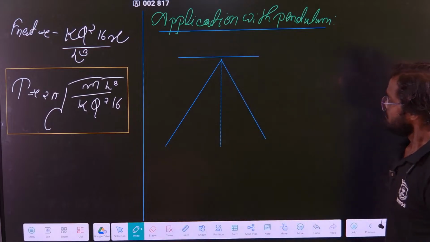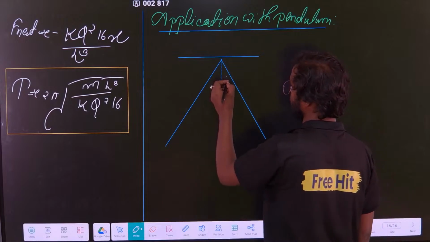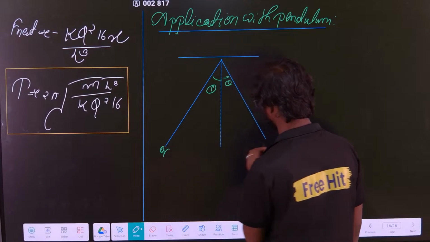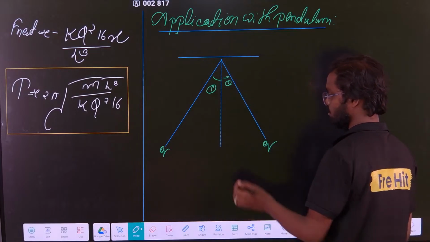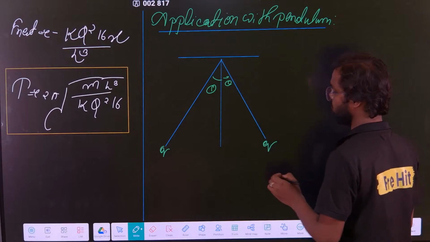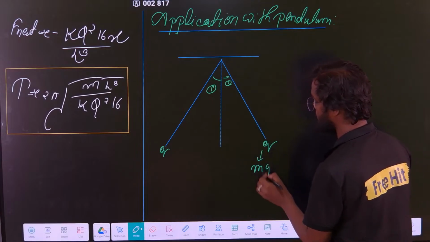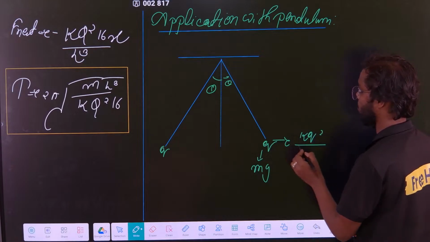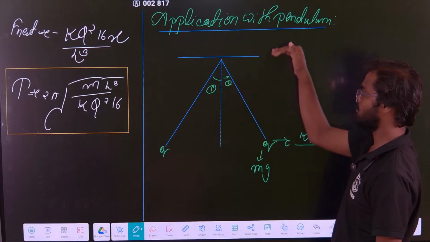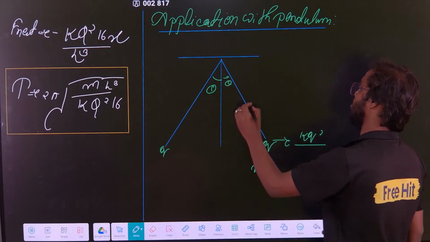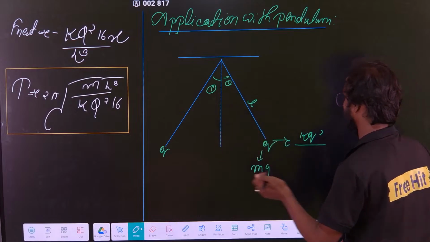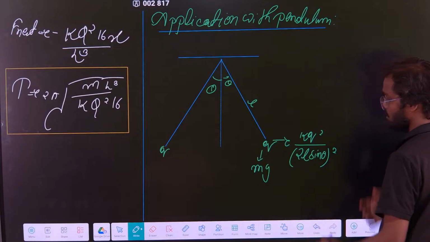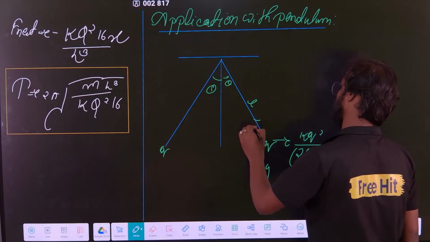Okay, suppose this angle is theta, this angle is also theta. Suppose here the charge q is there, here the charge q is there, and this is all in equilibrium. So can you write the equations? Yeah, so this will be mg, correct? There will be electrostatic force. What is the value? K q square upon how much? If this length is L, then this will be L cos theta, L sin theta, so this will become 2L sin theta whole square, and this is my electrostatic force, this will be my tension.